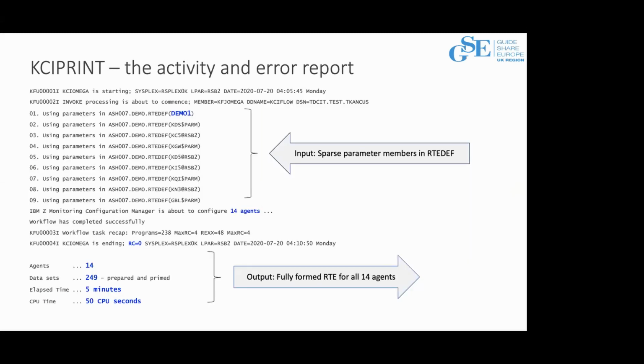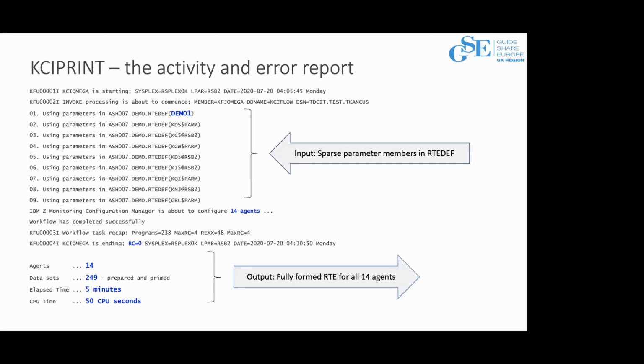So the KCI print is the activity and error report. You can look at the status of the job. At the top, you've got the first primary member that it used, demo 1 in our case, which lists the agents that were selected for installing. In our case we selected 14 agents. Below that you'll see the relevant agent parameter members that were ingested. As I showed you earlier, you've got the $palms and the $alpar parameter members and so on. And you've got the globals as well.